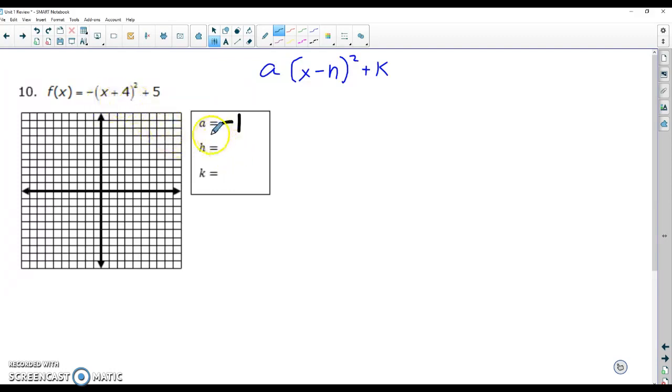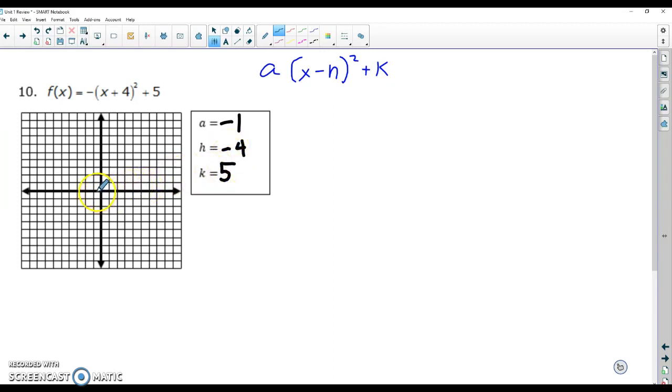H is on the inside, but it's also going to change signs. So right here, we have a +4. We're going to make that into a -4. H is the only one that does that. K is at the end, and this one is a +5, so we just leave that as a +5. And we can actually graph the starting point by using H and K.